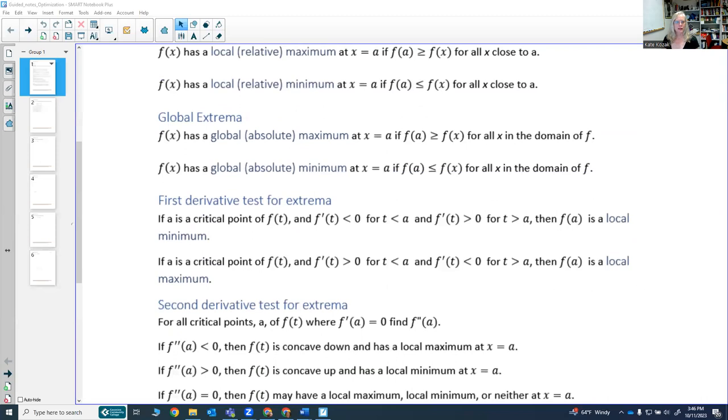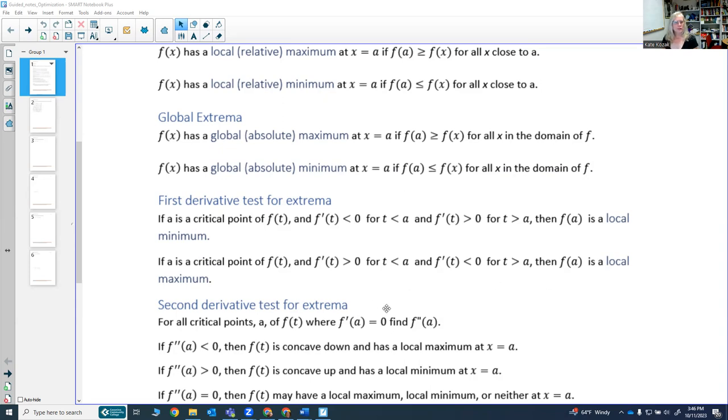Global extrema. F of x has a global or absolute maximum at x equals a, if f of a is greater than or equal to f of x for all x in the domain of f. F of x has a global or absolute minimum at x equals a, if f of a is less than or equal to f of x for all x in the domain of f.